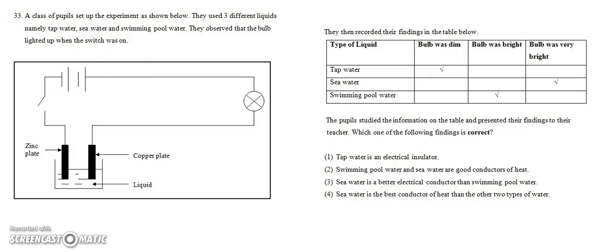Okay, so for this question, you need to take a look at the table because the students recorded their findings in the table below. When they used tap water, the bulb was dim. When seawater was used, the bulb was very bright. And when swimming pool water was used, the bulb was bright. The pupils studied the information on the table and presented their findings to their teacher. Which one of the following findings is correct?